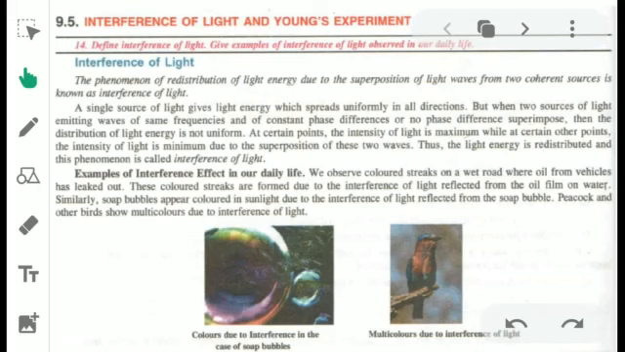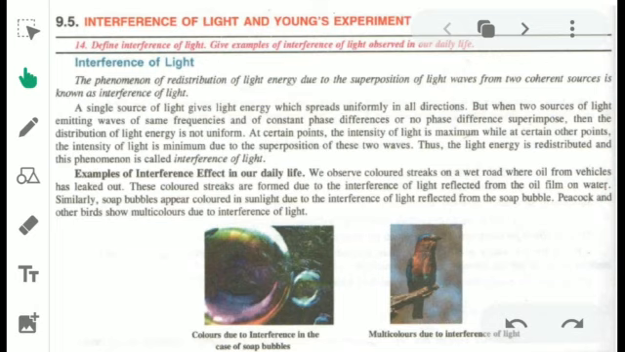Hello students, we already discussed coherent sources, incoherent sources, and the superposition principle. In this module, we will discuss interference of light in detail. You have seen that when waves interfere with each other, we get alternate bright and dark points. These bright and dark points we call fringes.